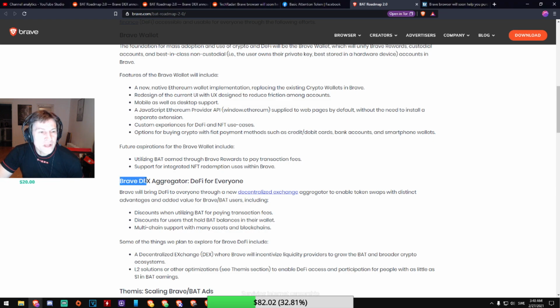It's presented this way: Brave DEX aggregator, DeFi for everyone. Sounds cool, right? Now, a decentralized exchange is nothing new though. I think the biggest one out right now is Uniswap. Most people that are interested in cryptocurrency know about it, and it's the whole thing about decentralization, decentralizing the web, decentralizing your economy. This is a big deal when it comes to the Brave project and its local currency, BAT, and the way that they are implementing this is going to work towards the goal of decentralization. So I think we have some very interesting and exciting news.